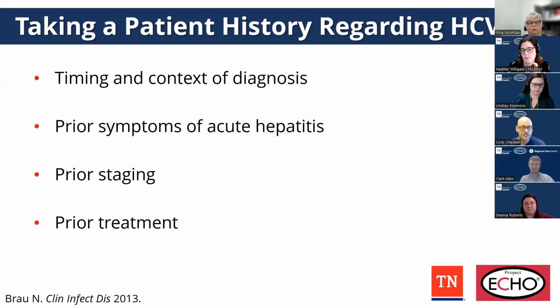In that context, asking about the timing and when, where, and how that diagnosis was made, asking about whether they ever had prior symptoms of acute hepatitis, like yellowing of the eyes, yellowing of the skin, severe nausea, vomiting, or abdominal discomfort, can be helpful in identifying a timeline of when they may have been infected. Also, determining whether that person has ever been evaluated or treated. They may have had ultrasounds, they may have had liver biopsies, they may have started on either older hepatitis C therapies or newer hepatitis C therapies. All that can really be important information to get a person on the best possible treatment. Next slide.